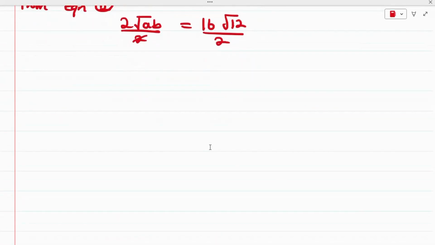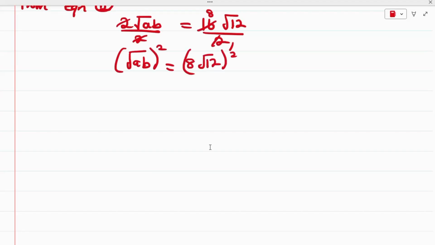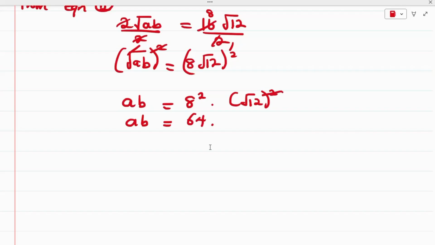We have that this is going to cancel out this, so the root of AB is equal to 16 divided by 2, which is 8, so we have 8 into the root of 12. So in order for us to have just AB, we want to square both sides. So this is going to cancel out this, so we have AB is equal to 8 raised to the power of 2 multiplied by the root of 12 raised to the power of 2. We have that AB is equal to 8 squared, which is 64, multiplied by, this is going to cancel out, 12. So AB is equal to 64 multiplied by 12, which is 768.